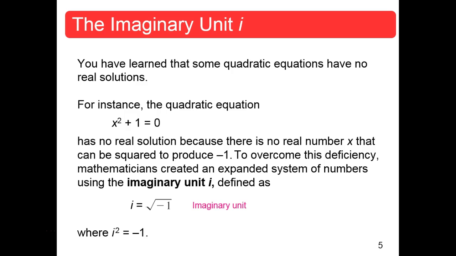No real number x that can be squared to produce negative 1, because if you subtract 1 from both sides, you'd have x squared equal negative 1, and think, wait a minute, you square any number, it's going to be positive, not negative. To overcome that deficiency, mathematicians just created, out of thin air, a solution. And that was Dion. No, it was number i. Okay.